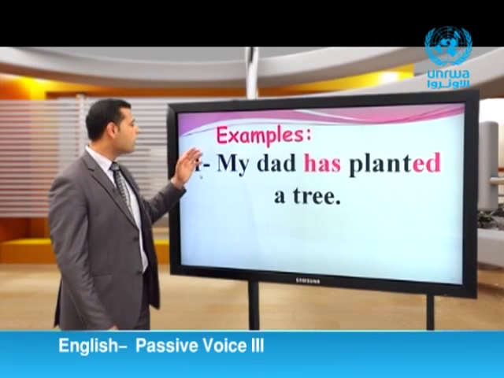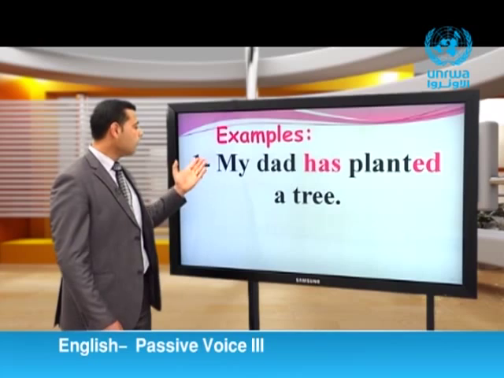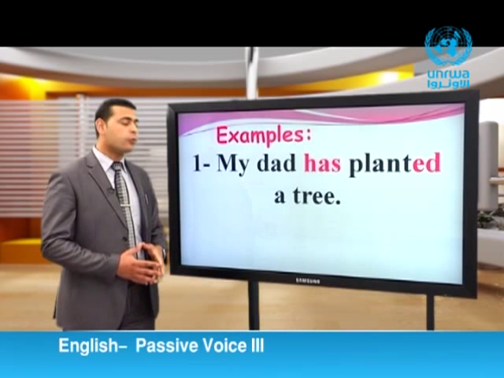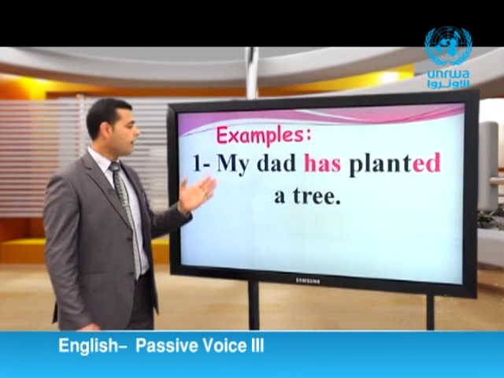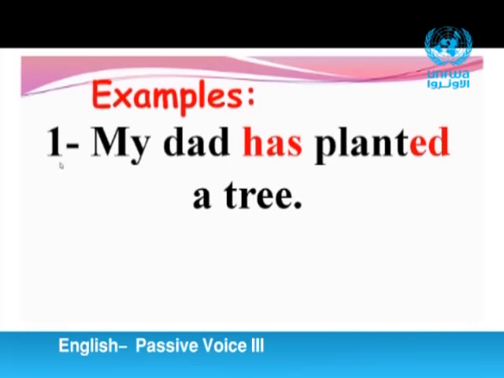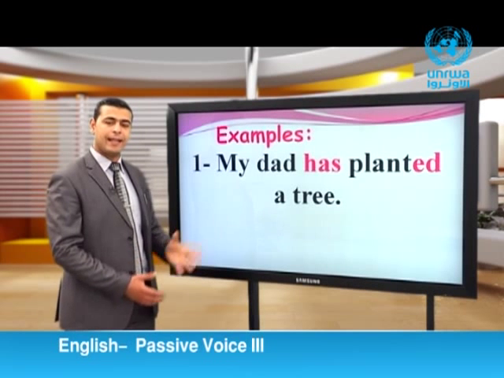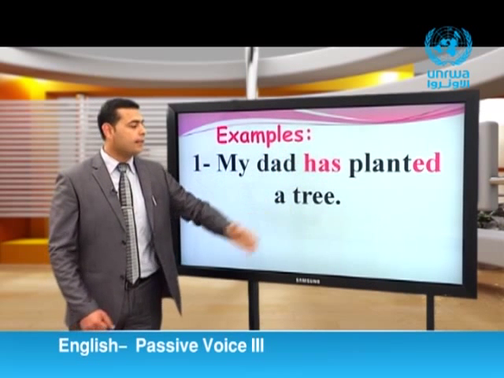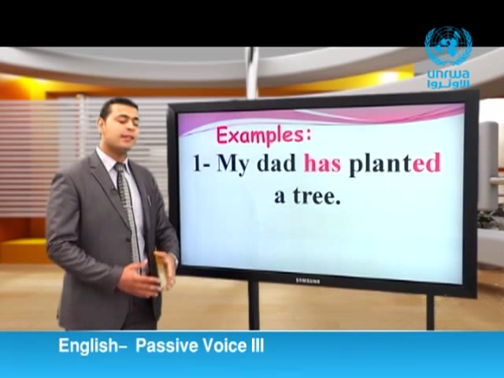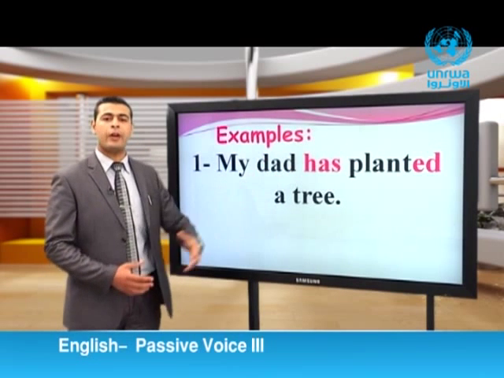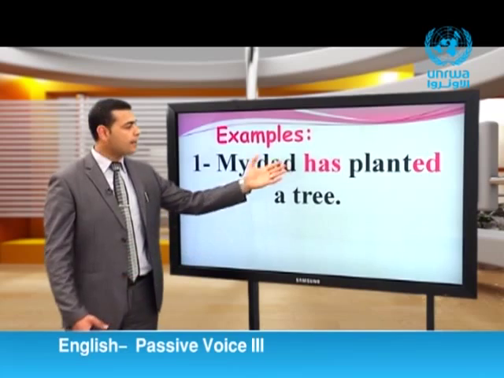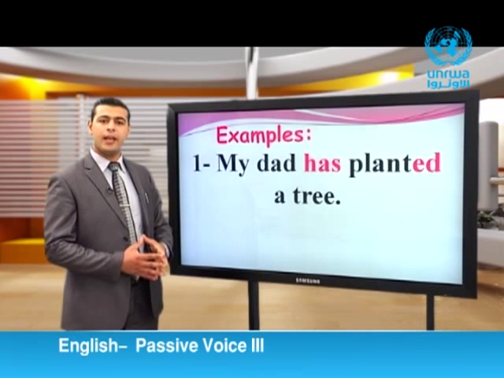Okay, let's look here at this example. 1. My dad has planted a tree. Look again. My dad has planted a tree. My dad is the subject. Has planted is the verb. A tree is the object. Look at the verb here, has planted. Has planted is in the present perfect tense.